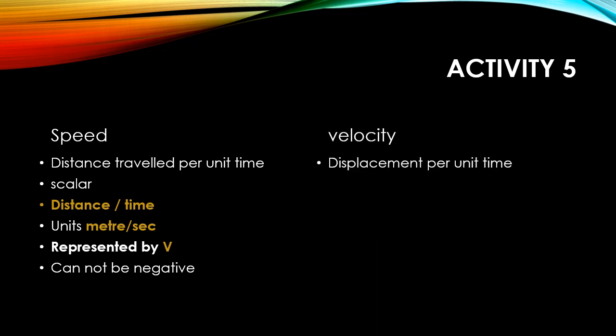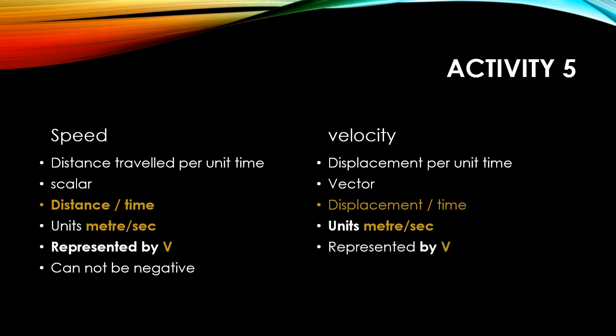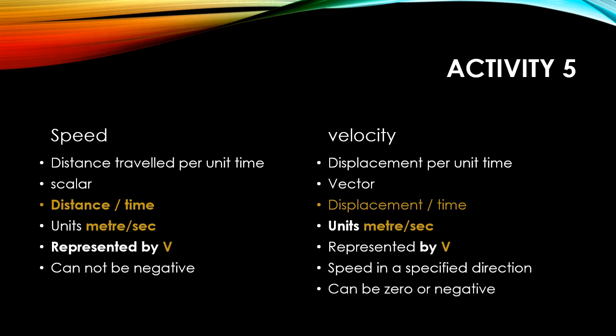So displacement per unit time is called velocity, and because it has both magnitude and direction, it is a vector quantity. So what is the formula? Displacement by time. And what are the units? The units are the same as speed, that is meters per second, and it is also represented by the same letter, V. And speed in a specified direction is called velocity.